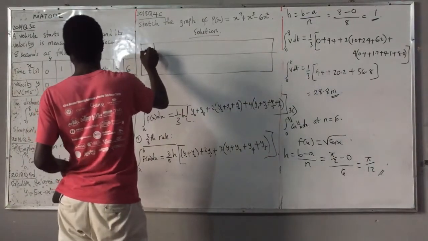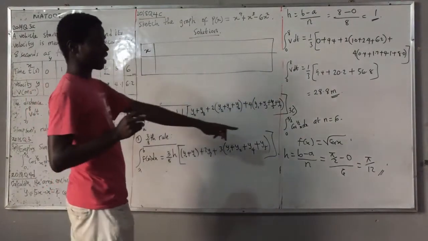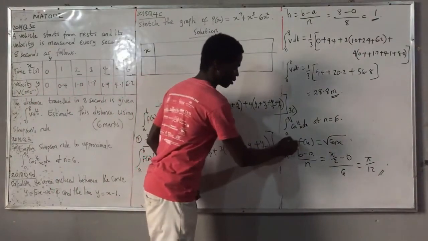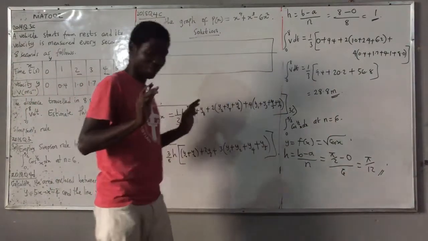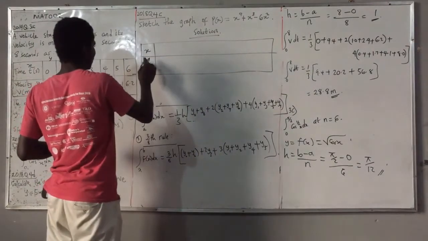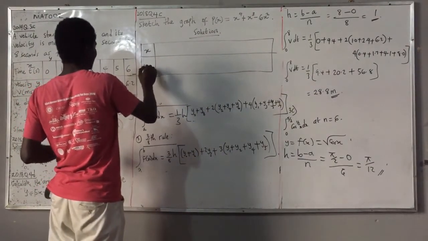So you will have x here, then y. Y is f of x. Y is f of x equals this. You get my point. So f of x or y. Or maybe I should write y so that you will get it.